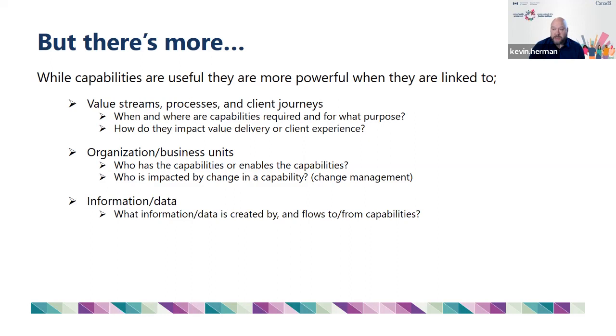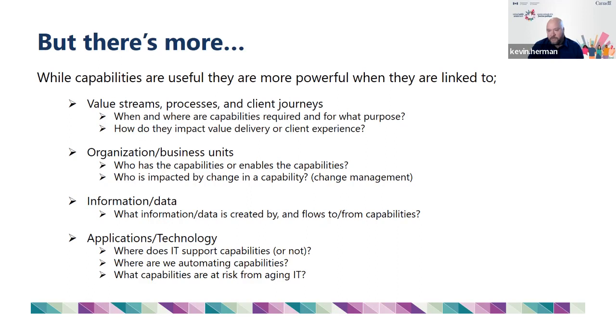Information and data. So it gives us some insight into how information and data is created by and flows to and from those capabilities. And then of course, applications and technology. So where does IT support the capabilities or doesn't? Maybe we want to expand the IT portfolio to different capabilities where it doesn't currently exist, where things may be ad hoc currently. Where are we automating capabilities? If we want to increase automation, we can also compare that against some of the views that I mentioned earlier.